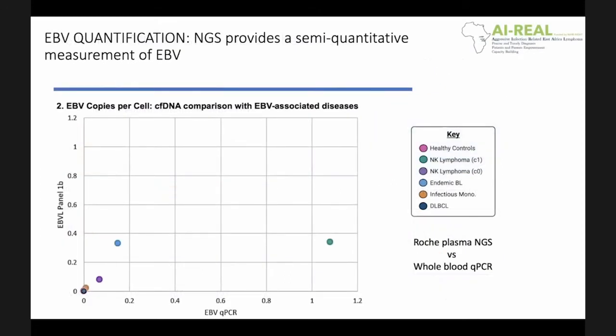We have been able to set up a pipeline to look at EBV quantification. Now you can see here, compared to performing qPCR from whole blood, we are obviously using plasma and next generation sequencing. So the quantification will be semi-quantitative based on the number of copies and EBV reads per cell.